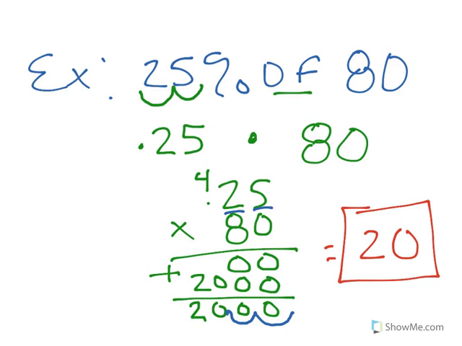And that is actually my only example of this video. So in order to find 25% of 80, or in order to find any percent of a number, all you have to do is change your percent into a decimal and then multiply.